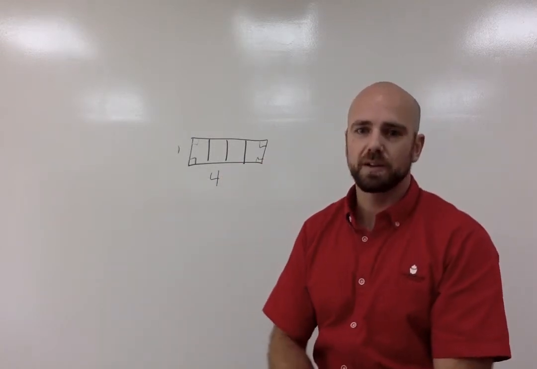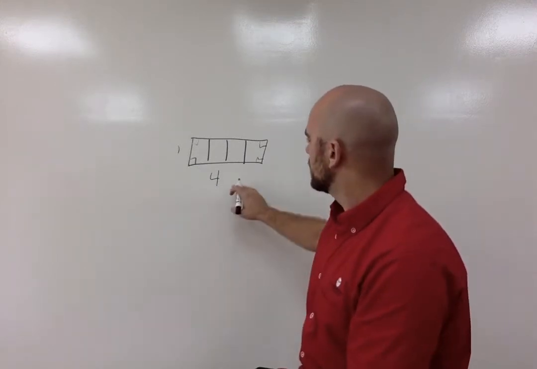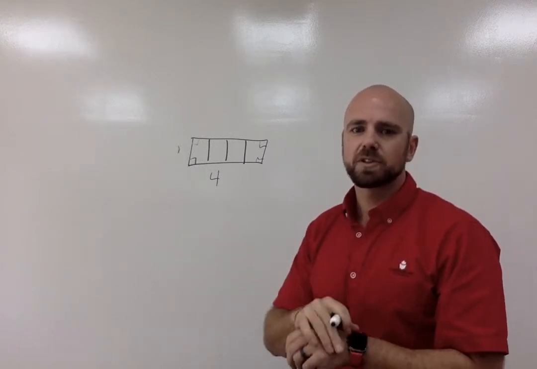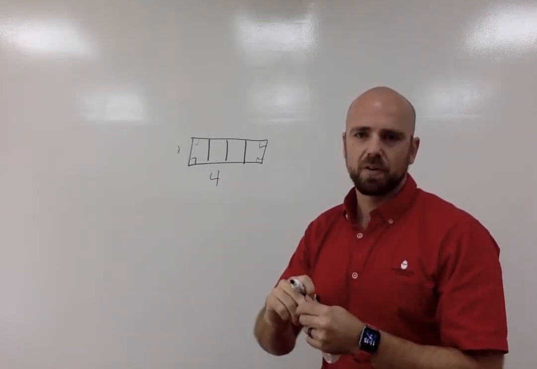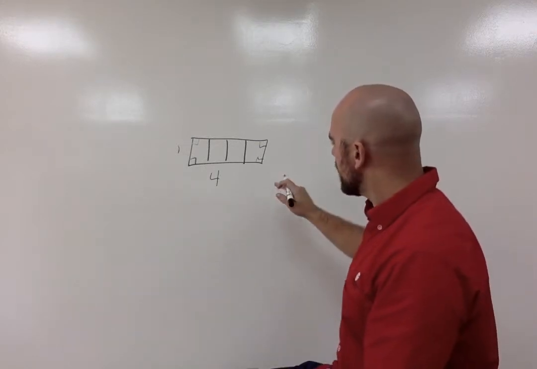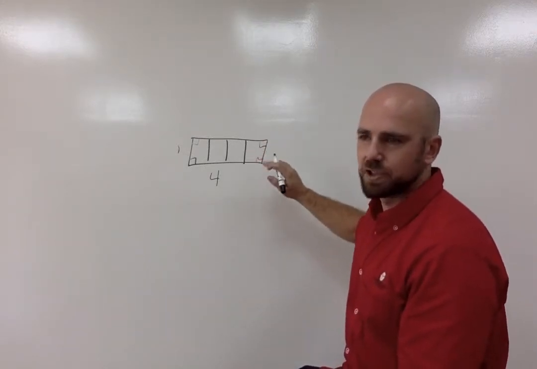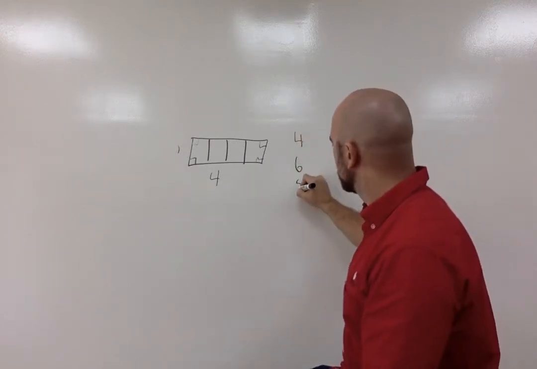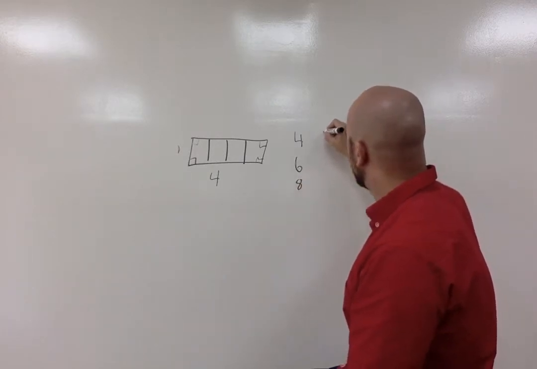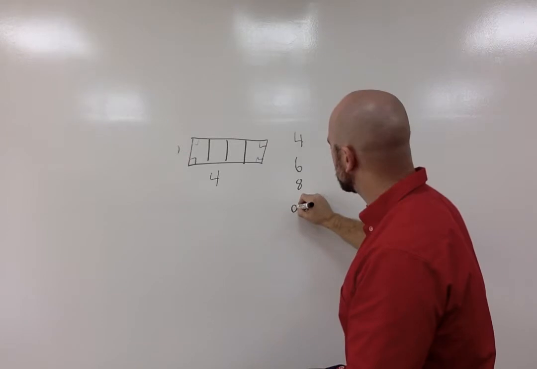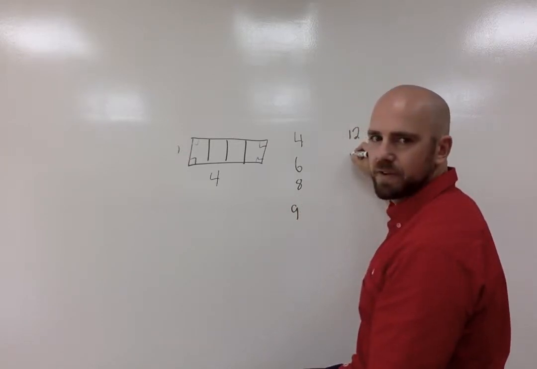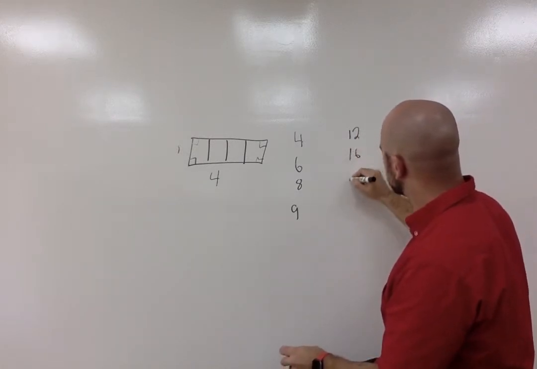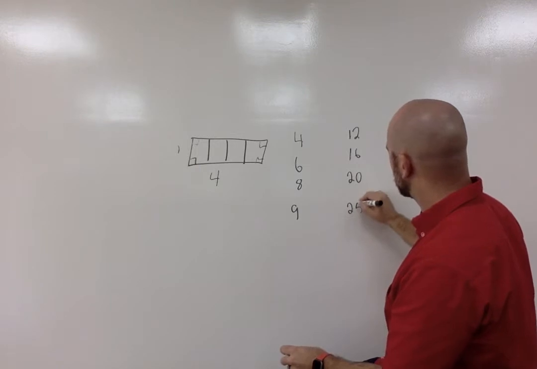What I want you to do is pause the video and try to make, in whatever shape you want, whether it's a rectangle or a square, with your piece of paper or on your computer, quadrilaterals, so 4-sided shapes, that have 4 square units, 6 square units, 8 square units, 9 square units, 12, 16, 20, and 25.